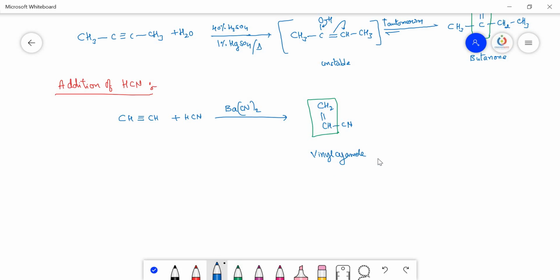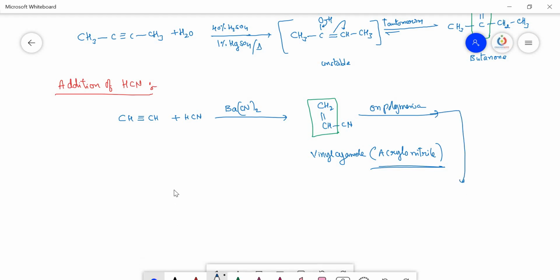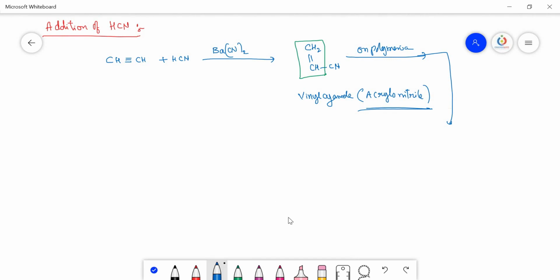So vinyl cyanide, or it is also called acrylonitrile. In examinations they follow this particular name, acrylonitrile, not vinyl cyanide. So this acrylonitrile on polymerization gives polyacrylonitrile. This had been discussed under polymerization, which I am not going to discuss here actually. Even so, you see here how the polymerization takes place. So I'll write that molecule here separately.